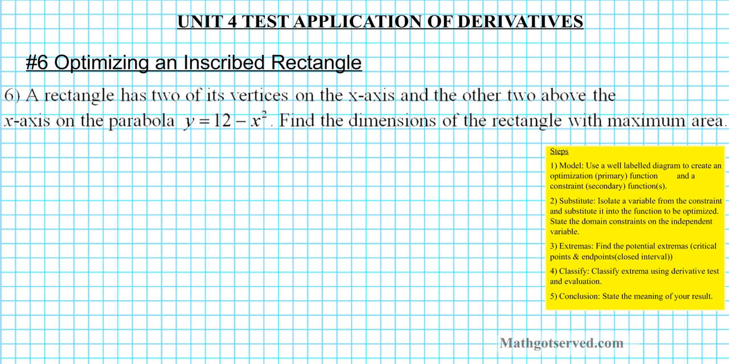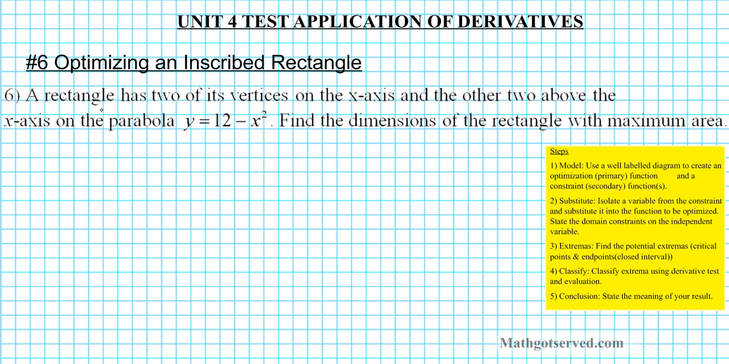In this clip, we're going to be going over question number 6 on the Unit 4 test on the application of derivatives. In this example, we're going to be going over an optimization problem that involves a rectangle inscribed in a parabola. Okay? All right. Let's take a look at the question.